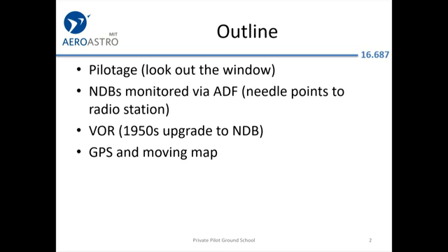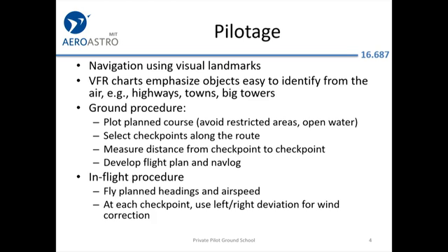We'll talk about the old non-directional beacons, basically homing in on a radio station. In the 1950s, there was something called the VOR that we'll talk about that lets you figure out exactly your magnetic heading to or from a radio station. And finally, the way that most people get around these days, the GPS and the moving map.